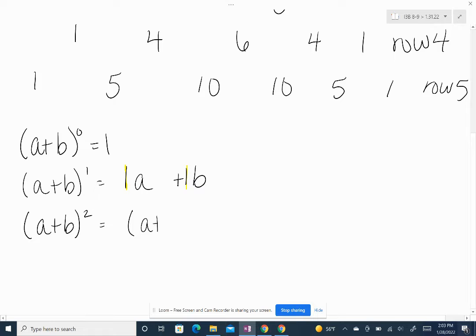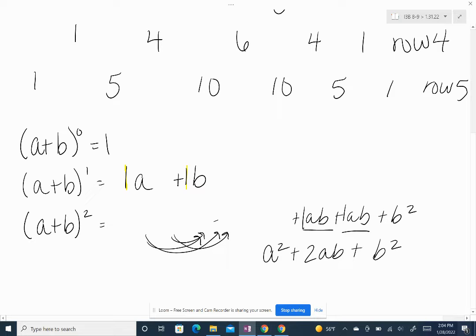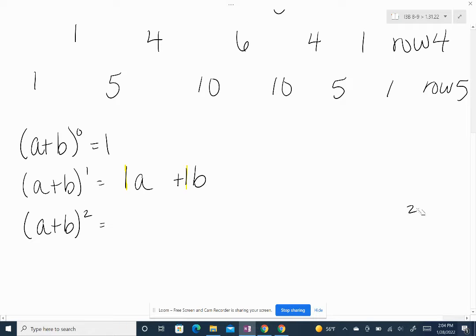So for something like this, we could FOIL, right? And I'm going to show you what it looks like with the foiling, just to remind you. So it's first, outers, inners, and last. There's 2 of these imaginary coefficients of 1, so we can add those 2 coefficients to get 2. So a squared plus 2ab plus b squared. Okay, so that is that foiled out, but these are pretty simple because they're pretty small. Once you get to higher levels, obviously foiling's super impractical.